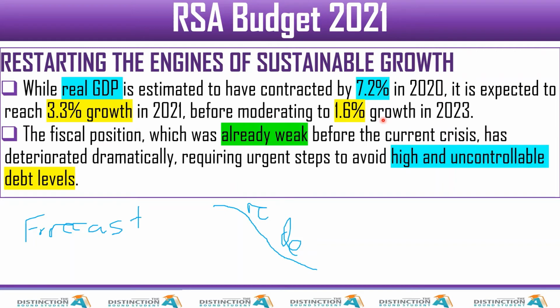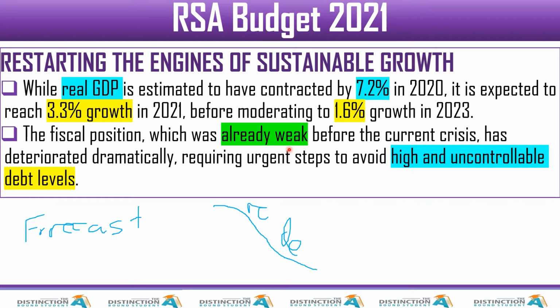Okay. The fiscal position, which was already weak. So what they're saying here is, of course, when we say our fiscal position, we're referring to the taxing system, like the income that government gets through their various ways of getting revenue. So the finance minister was saying that the fiscal position was already weak, like they didn't have as much money, things like that.